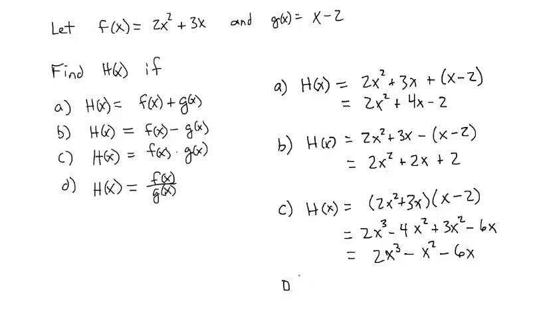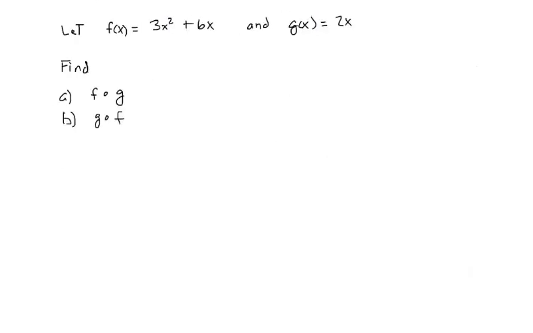In part D, we want f of x divided by g of x. So we get f of x up top, 2x squared plus 3x, divided by x minus 2. And there's no simplification we can do for this one. So that's how we add, subtract, multiply, and divide functions by each other. And in this next example, I want to take a look at compositions.